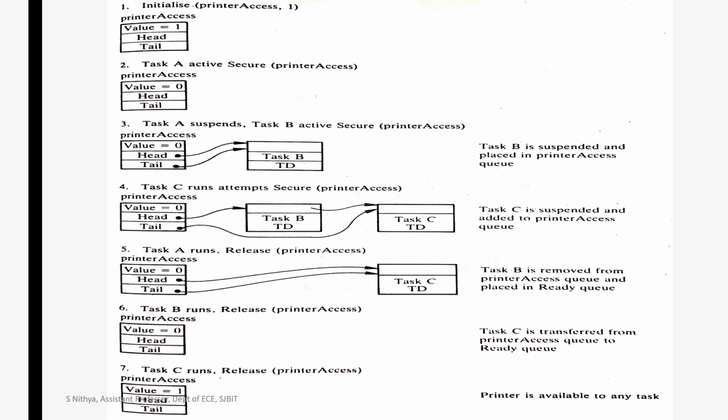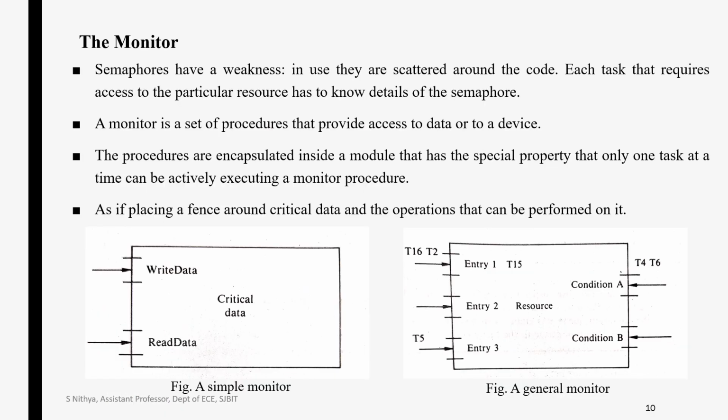So this is one of the examples of printer access. And this is nothing but a monitor. A monitor is nothing but a semaphore, another type of semaphore. So the semaphore has a weakness. In use, they are scattered around the code. Each task that requires access to a particular resource has to know the details of the semaphore.